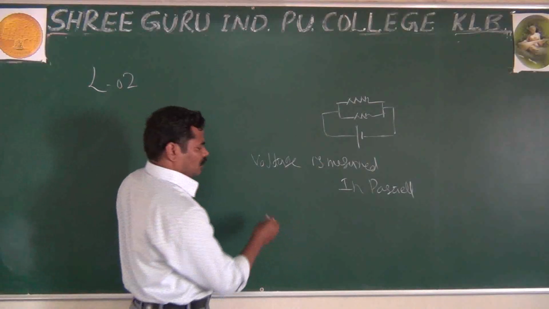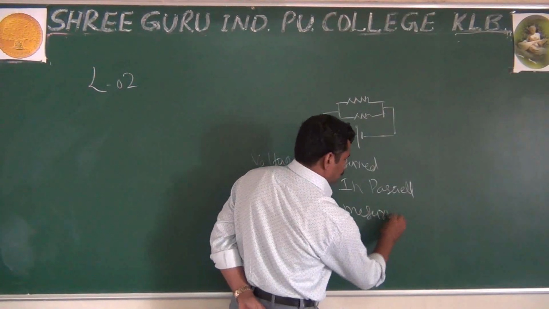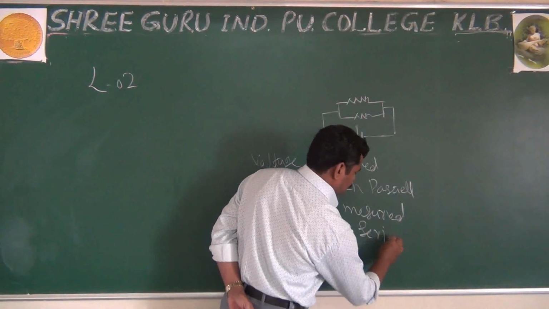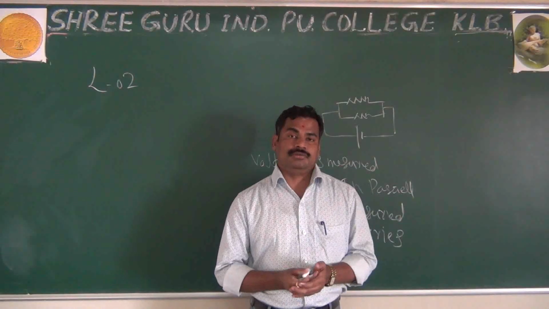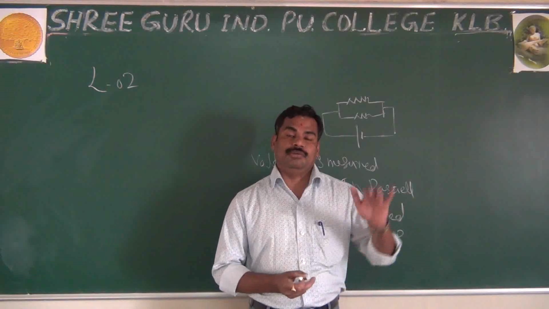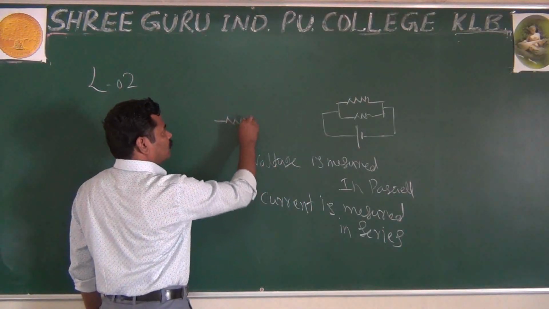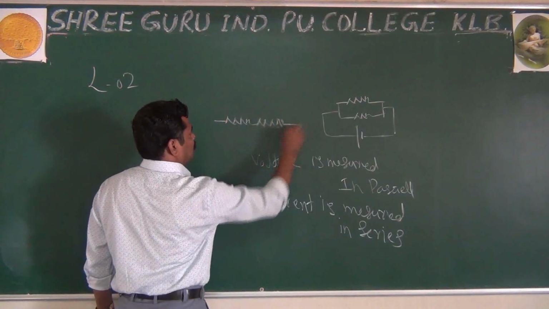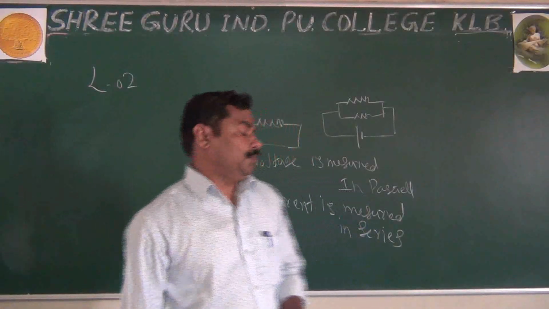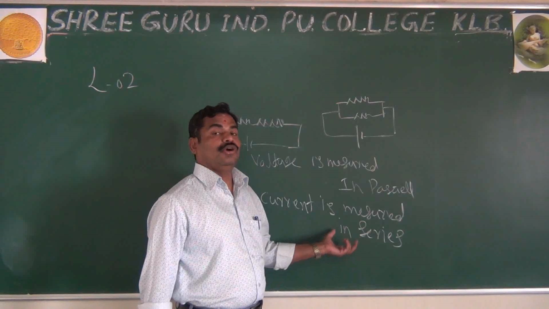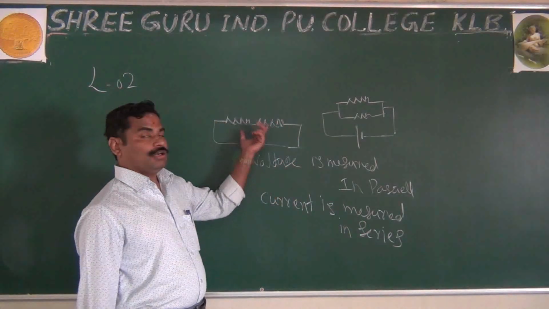And in the same way, current is measured in series. Why is the current measured in series? Because whenever you are measuring the current, or reading the ammeter, you have to connect the ammeter, or the multimeter, in series. Because as we know already, in series the current will be the same. We want the exact current. If you connect in parallel, you are not getting the exact output current. Whenever you are measuring the output current, always connect in series, because in series the current will be the same.